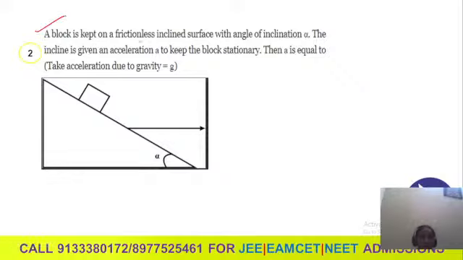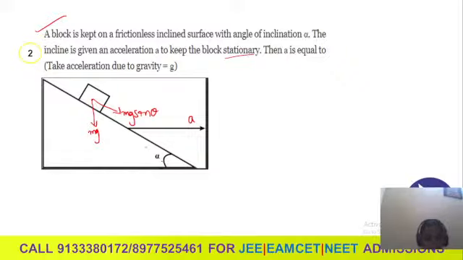Next, a block is kept on a frictionless inclined surface with an angle of inclination alpha. The incline is given an acceleration A to keep the block at rest, means stationary. Then A is equal to what? So what should be that acceleration? This way, the incline is accelerating. Now on the block, first draw the components of forces. Weight will act, and it has the tendency to move down.